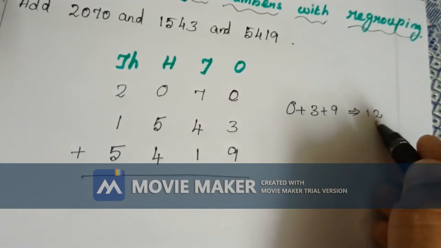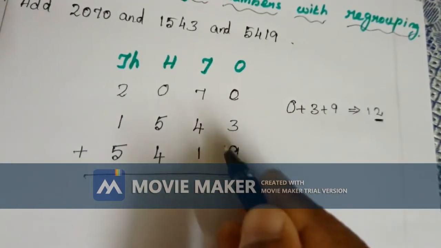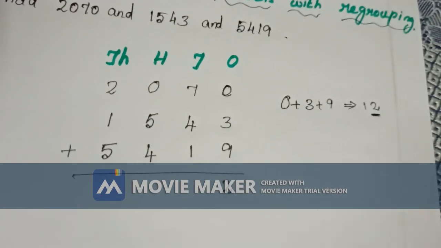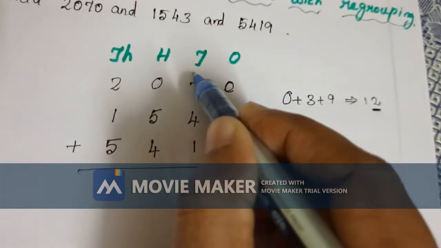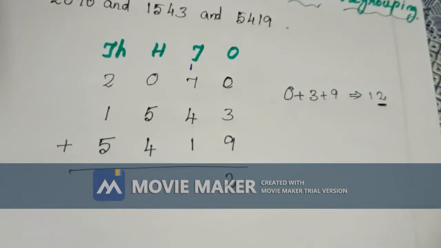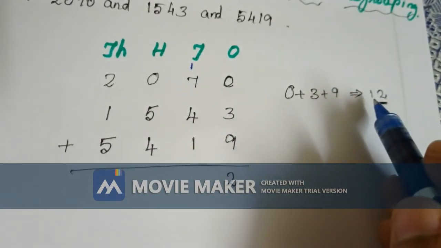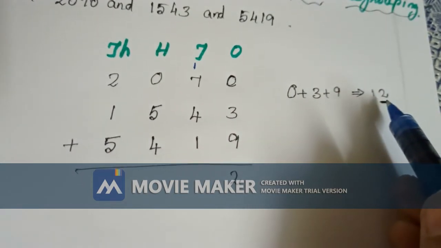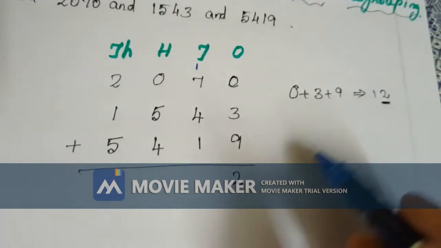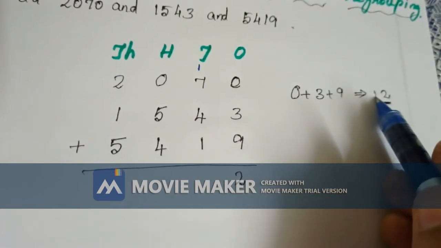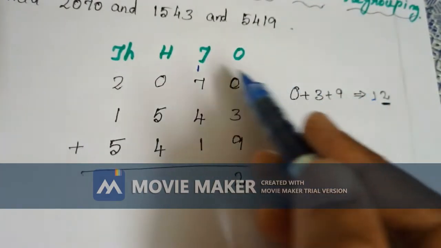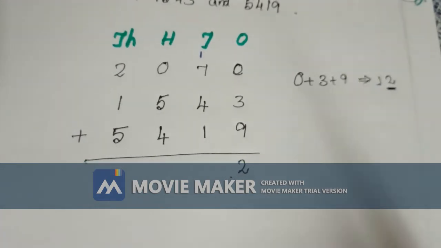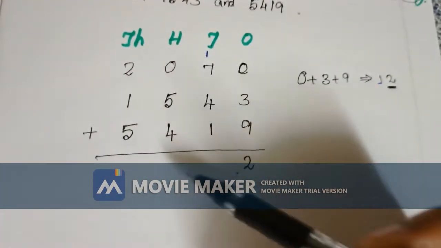So you have to write 2 in the 1's place and carry over 1 to the 10's place. 9 plus 3 gives us 12, so you have to write 2 in the 1's place and the remaining 1 you have to carry over to the 10's place.